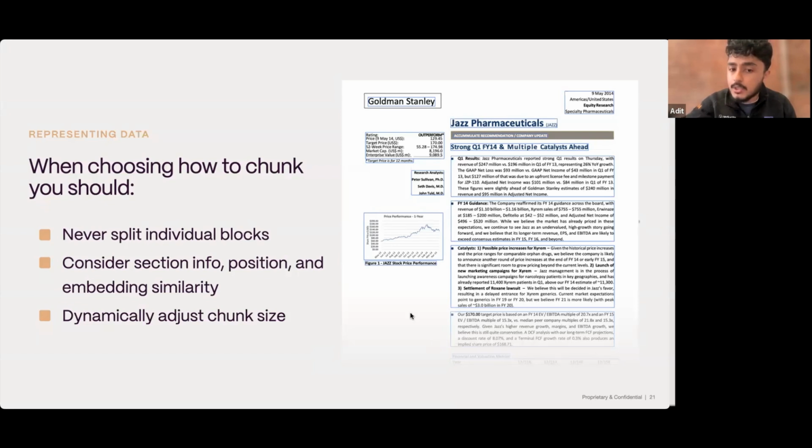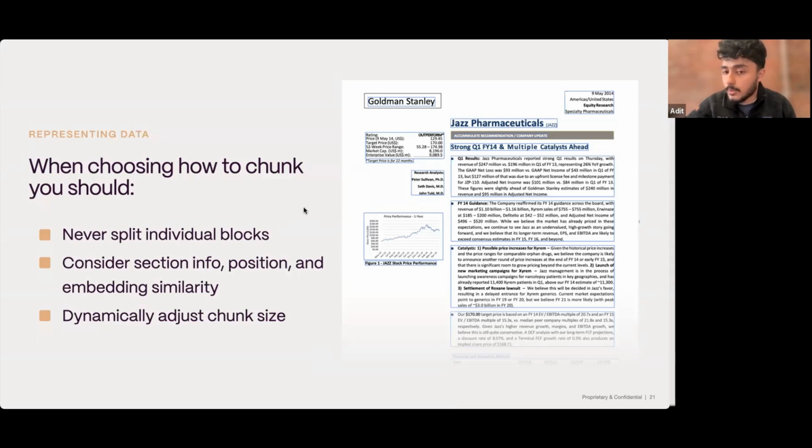And the last thing is you should dynamically adjust the chunk size. I think it's really hard to get a good pipeline, even if you're not splitting individual blocks, that is entirely dependent on very fixed chunk sizes. I do think some uniformity in chunk sizes is helpful in terms of retrieval pipelines and measuring retrieval pipelines, but it's not something that should be seen as fixed.